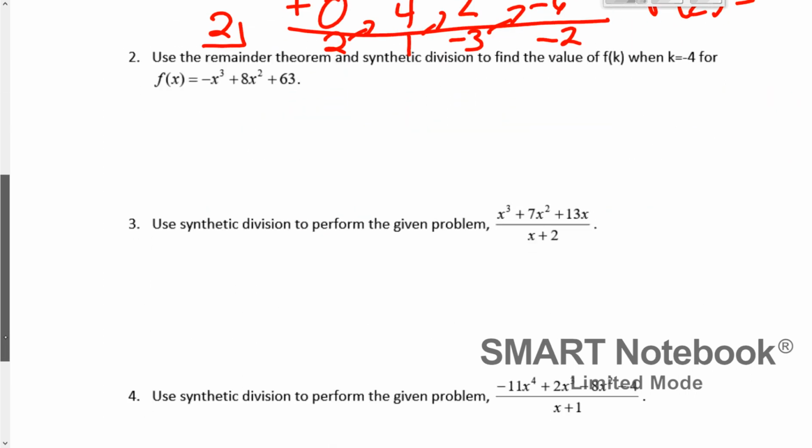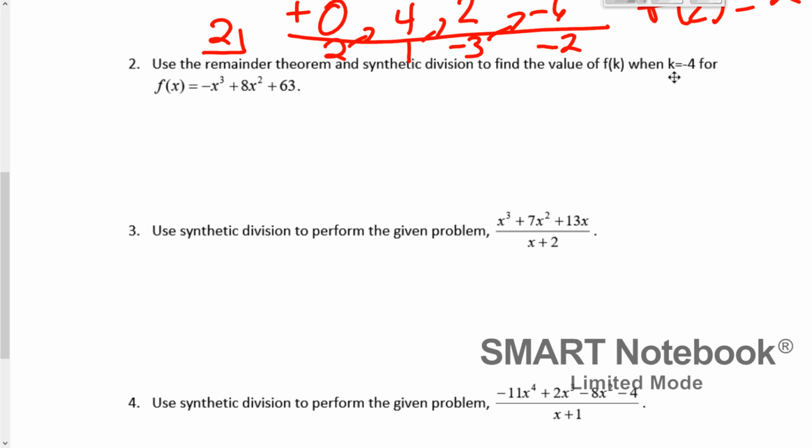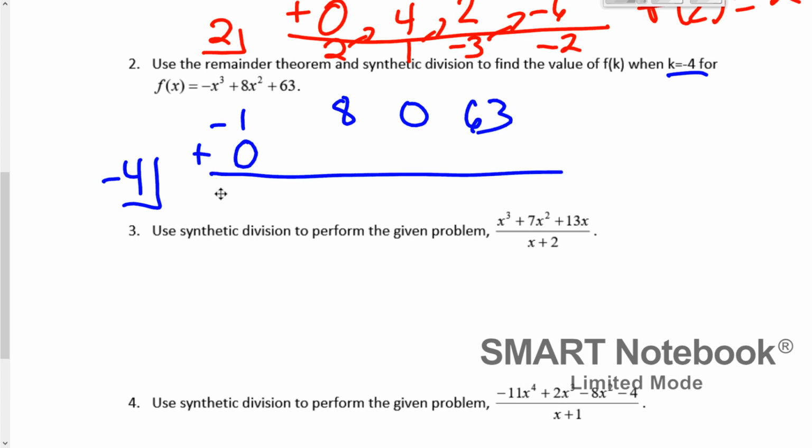Alright, so same thing for the second one here. This time our k, what's going to go in the box, is negative 4. Coefficients are negative 1, 8. Here we're missing a linear term, just plain x, so I have to put a 0 in there for that, and then 63. 0 in that second row, add those together, negative 1.